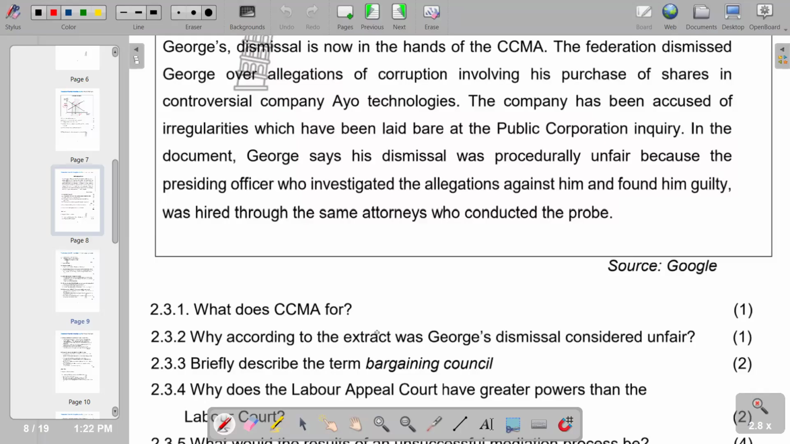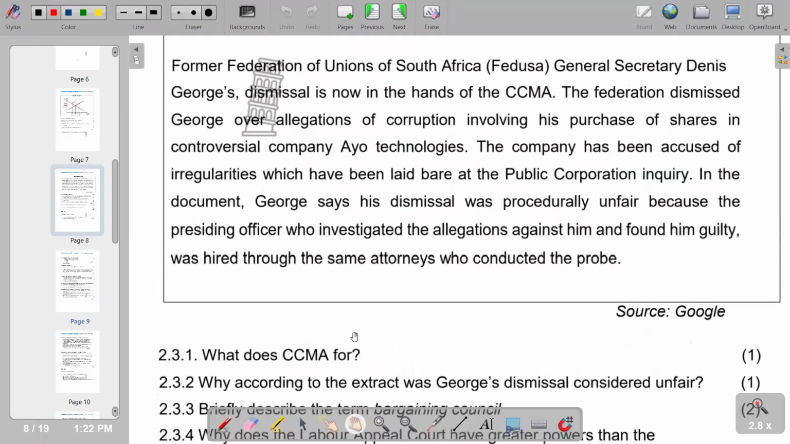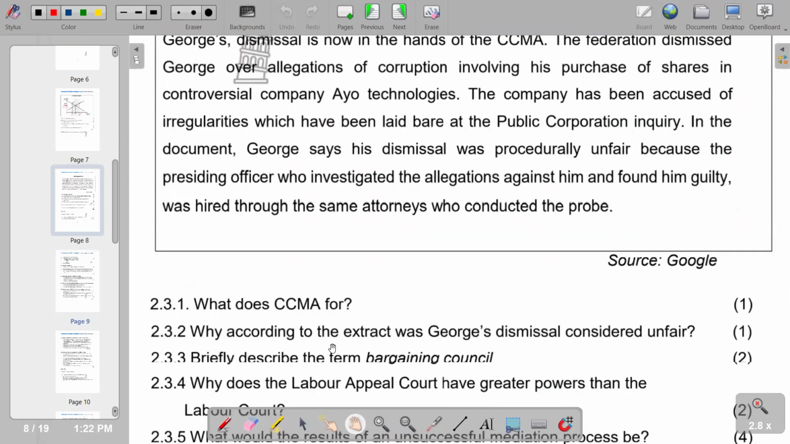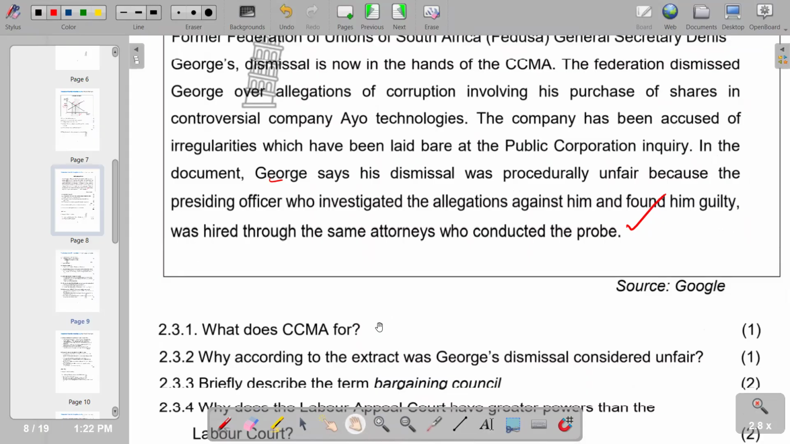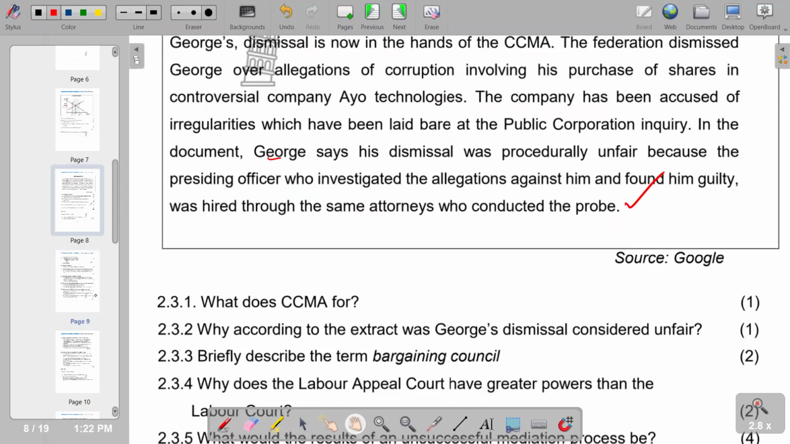The next question is, why, according to the extract, was George's dismissal considered unfair? So if you go back to the extract, we need to find out why. Going through the information, you'd see on this sentence that George says his dismissal was procedurally unfair because the presiding officer who investigated the allegations against him and found him guilty was hired through the same attorneys who conducted the probe. So basically, that's the motivation why George's dismissal was considered unfair. Then we move on to the next part. Briefly describe the term bargaining council.